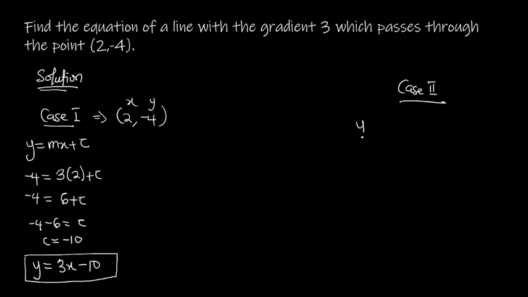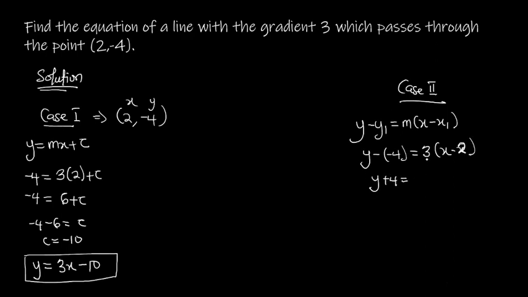In the second case, we have y minus y1 is equal to m into bracket x minus x1. My y1 in this case is -4, so I have y minus -4 is equal to my gradient, which is 3, into x minus x1, which is 2 over here. So this is y plus 4 is equal to 3 multiplied by x will give me 3x, 3 multiplied by -2 will give me -6.